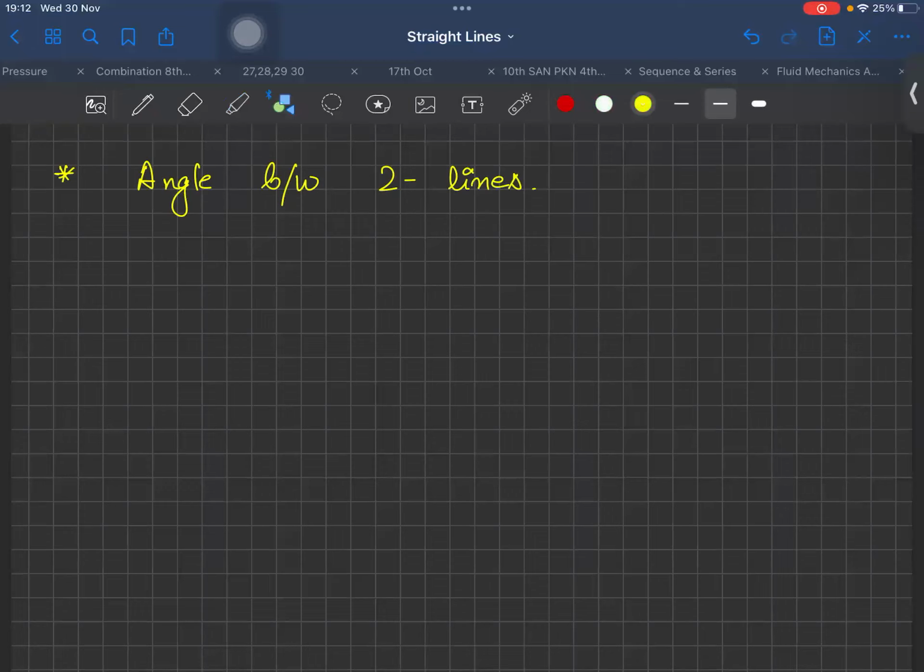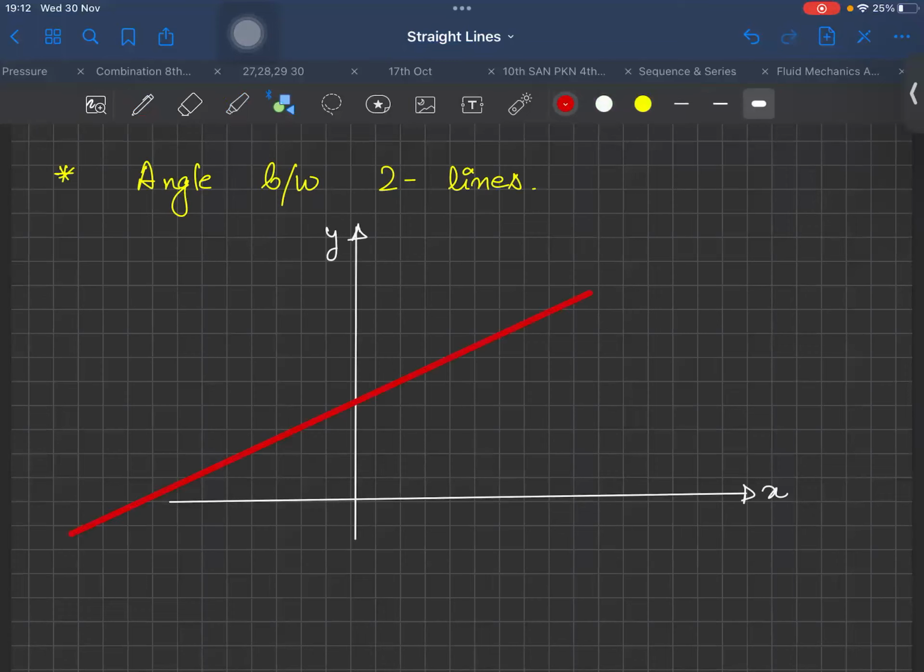Okay. Again, we are doing the same thing. We will always draw our coordinate system. Y, X. Suppose you have two lines, any two lines, it doesn't matter. Let's say a line like this and a line like this. Maybe these are the two lines. So let's say this is L2, and this is L1. Now, what is the angle between these two lines?